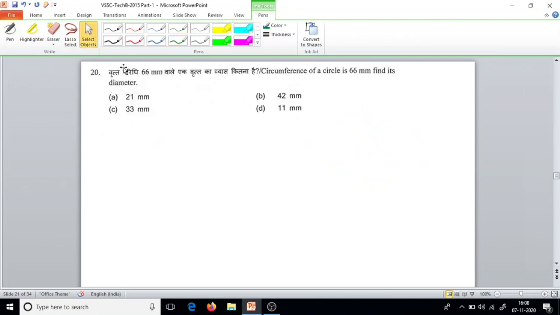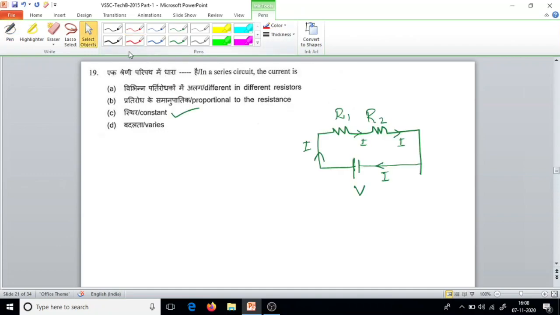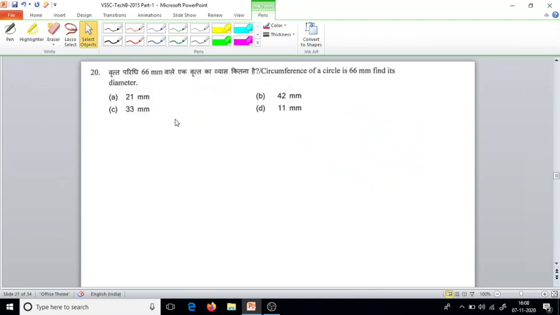Question number 20. The previous question, let me see once more. In a series circuit, the same current will flow. That means the current is constant. Current is not going to vary. So the answer is constant only. Question number 20.